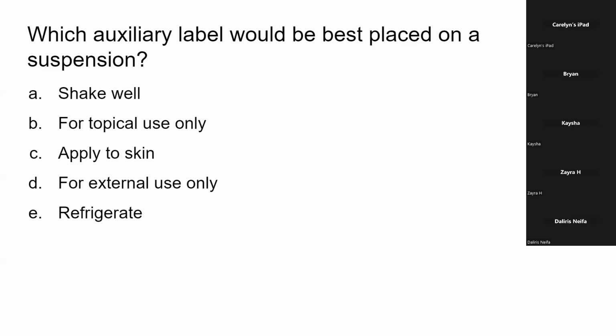So let's see. And then what would be a good drug for topical use only? Don't overthink this. A cream, right? Yeah, exactly. An ointment, absolutely. Creams, ointments, any topical, right? For topical use only. Applied to skin, similarly with ointments or creams or stuff like that. Yeah, hydrocortisone, perfect. External use only, very similar. We went through refrigerated, very good.